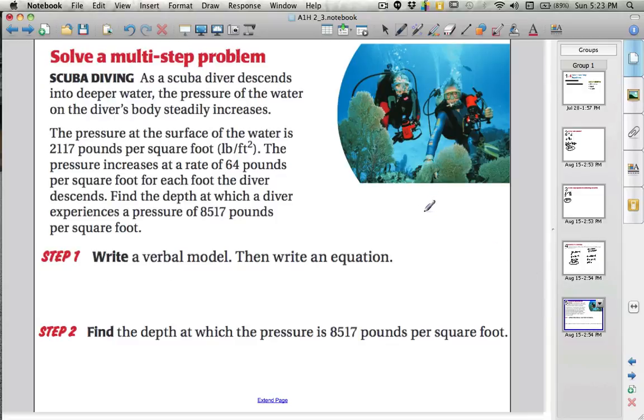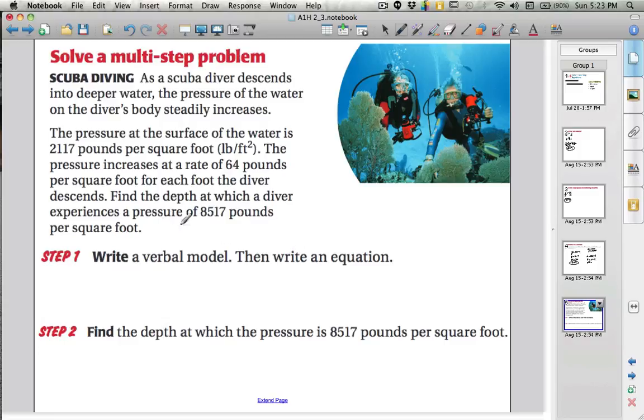If we look at this in a format that looks like a word problem, as a scuba diver descends into deeper water, the pressure of the water increases on the diver's body. The pressure at the surface of the water is 2,117 pounds per square foot. The pressure increases at a rate of 64 pounds per square foot for each foot the diver descends. Find the depth at which a diver experiences a pressure of 8517 pounds per square foot.